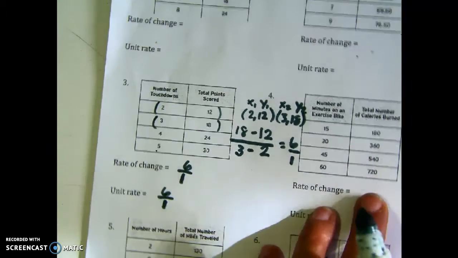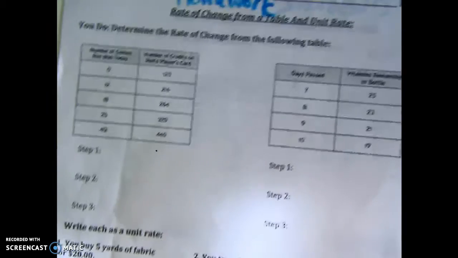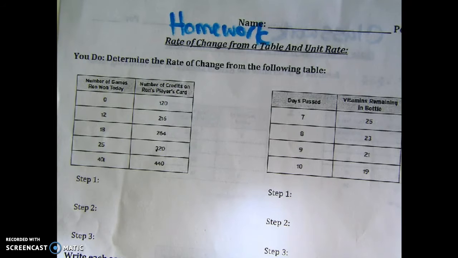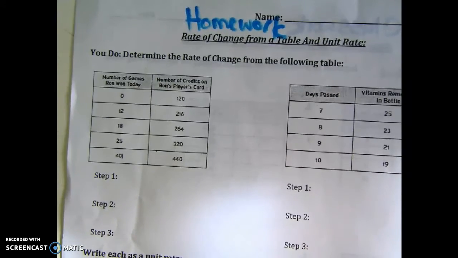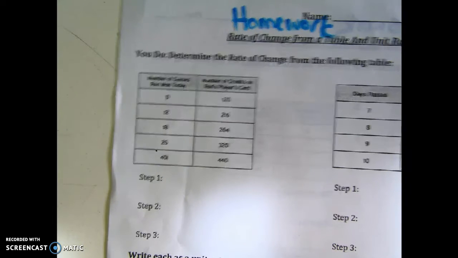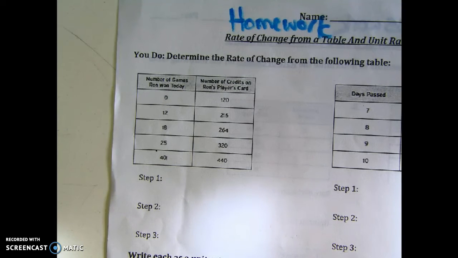All right, next thing I want to cover is the homework. On the homework, it's asking us the same thing. Also remember to always read the directions. Determine the rate of change from the following table. In this demonstration, I'm going to do the first one, and the only reason I'm doing that one is there are really large numbers.